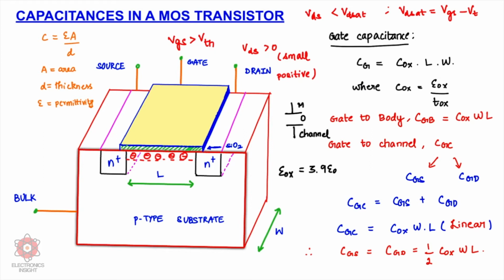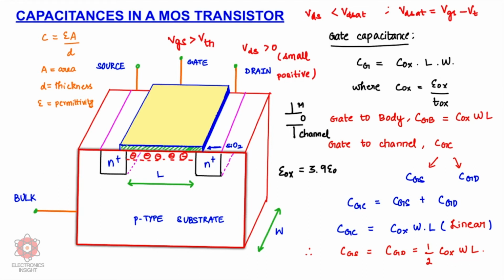Here what you have to understand is, gate to channel capacitance is the sum of gate to source and gate to drain capacitance. So once we know gate to channel capacitance as Cox into WL, the gate to source and gate to drain capacitance will be exactly half of the gate to channel capacitance. So that is why CGS and CGD are written as Cox WL by 2.